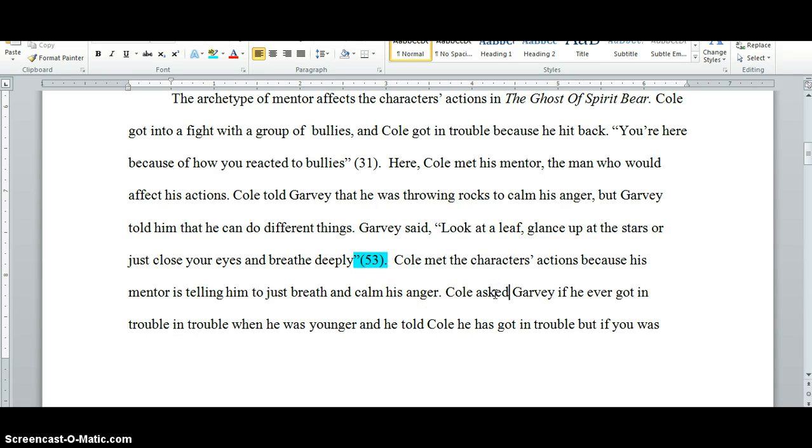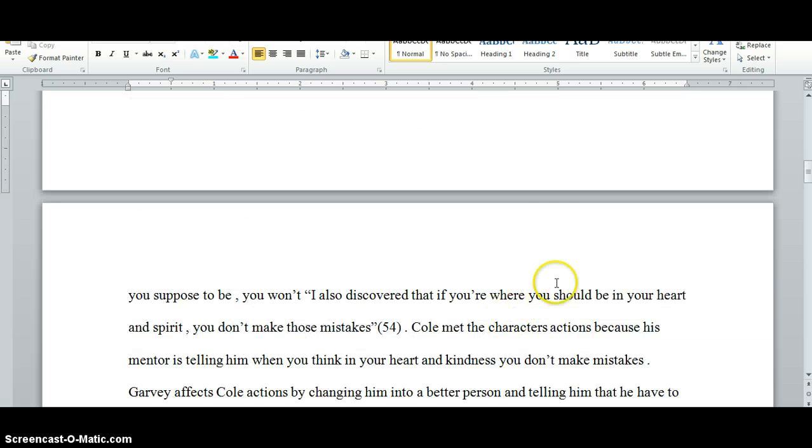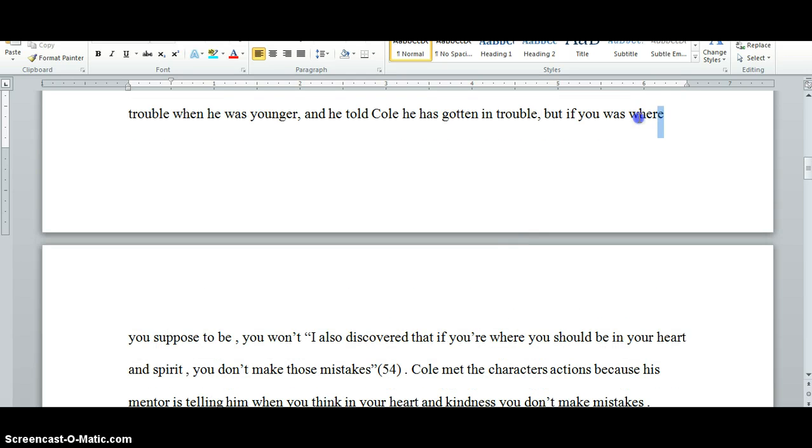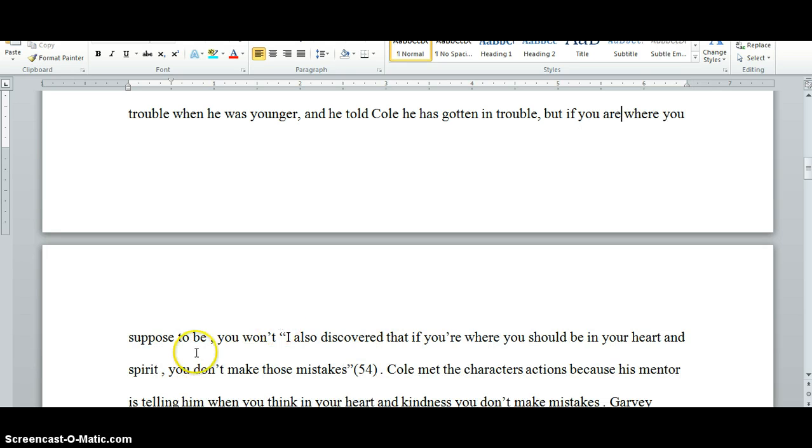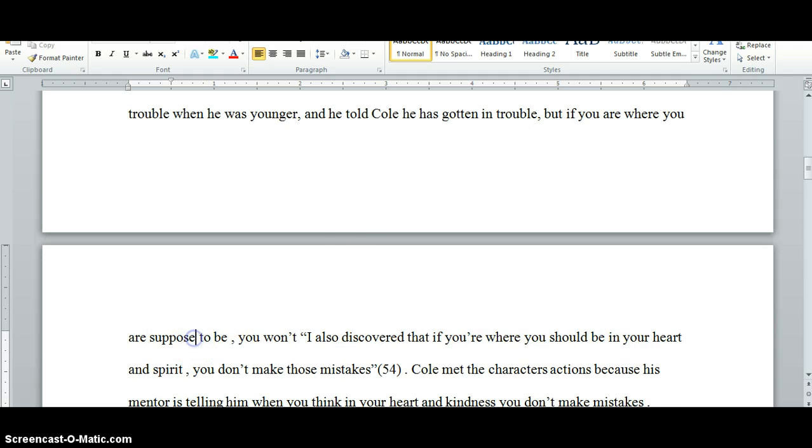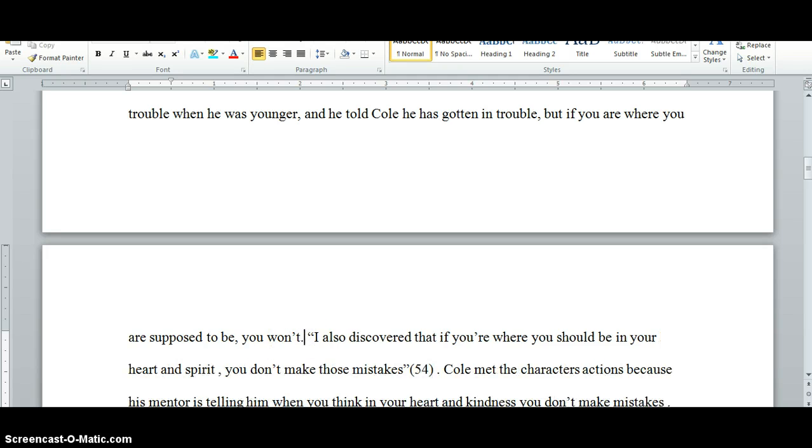Cole asked Garvey if he ever got in trouble. Okay, let's take that out. That's double, the second one. When he was younger, comma, and he told Cole he has gotten in trouble. But if you are, how about this? If you are where you are supposed to be, you won't get in trouble.